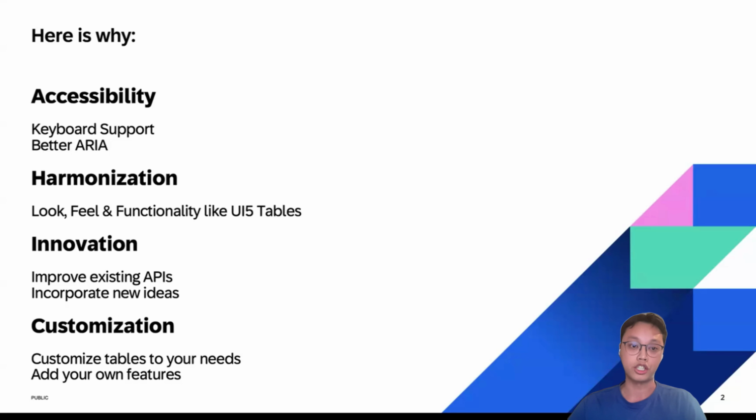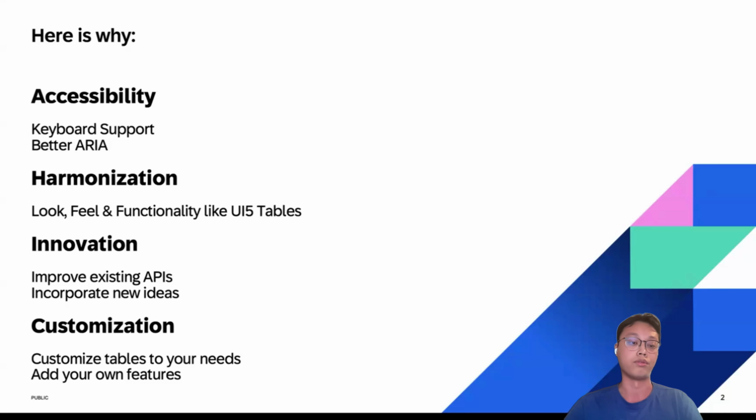Second point for us was harmonization. We wanted to focus on look, feel, and functionality and have it similar across all different frameworks. A UI5 table, whether it be a UI5 web component table or otherwise, should feel similar across React, across Angular, and other frameworks. So that was the main goal as well when we decided to recreate this web component table. The third point was innovation. This is a chance for us now as well to improve existing APIs and incorporate, of course, new ideas.